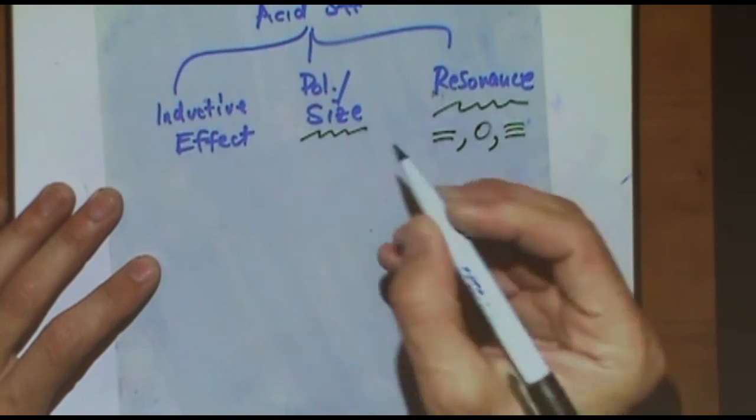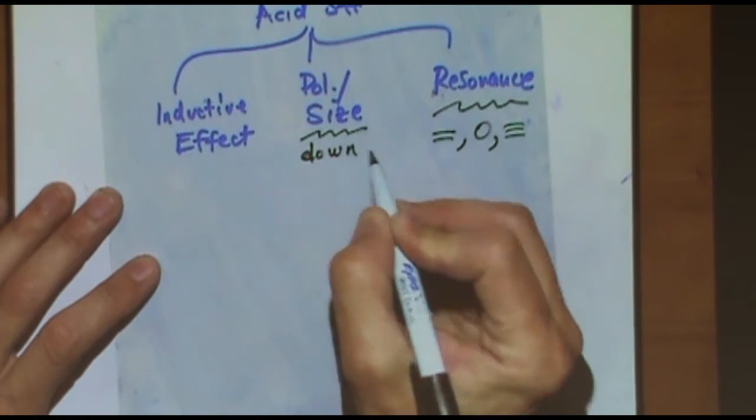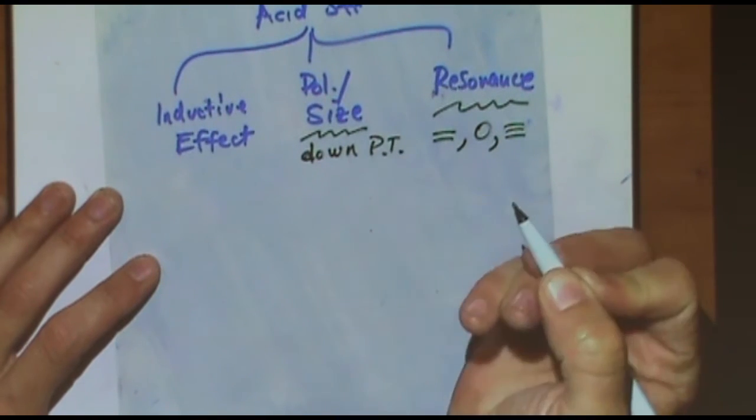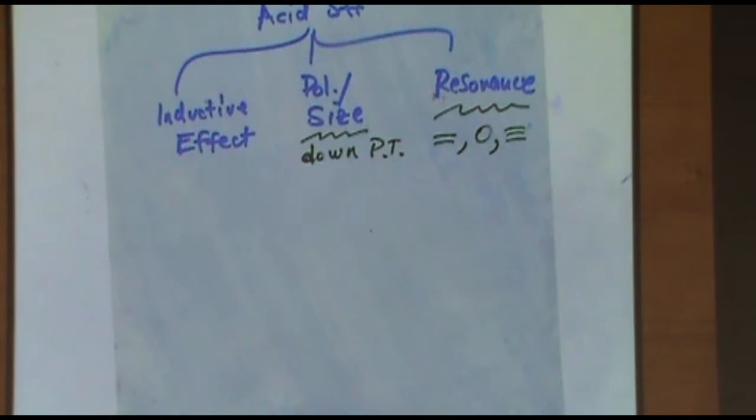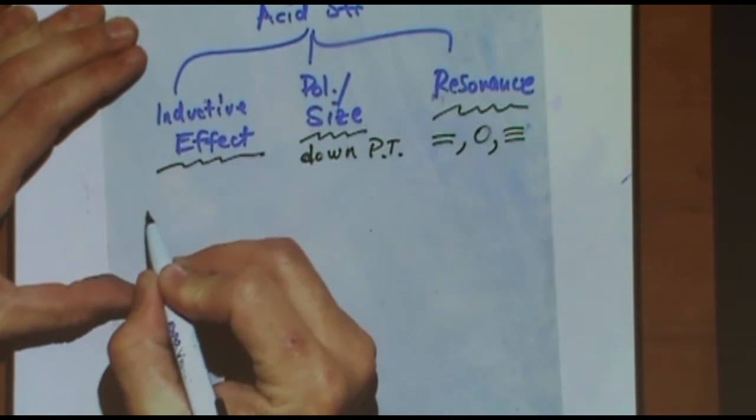Polarizability and size. We're talking about down the periodic table. I'll put PT for periodic table. Going down the periodic table only, not across. As you go down the periodic table, the acid strength increases. So you're just looking at the periodic table literally. This can kind of go in 2 ways.